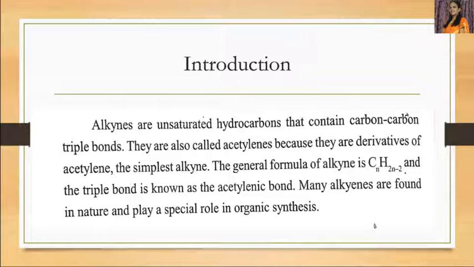These alkynes are also called acetylenes because they are the derivatives of acetylene. Acetylene is the simplest alkyne, or the first member of the alkyne series. As the rest of the alkynes are all derivatives of acetylene, alkynes are also called acetylenes. The general formula of the alkynes is CnH2n minus 2, where n is an integer. And the triple bond is known as the acetylenic bond. The triple bond present in alkynes is called the acetylenic bond.